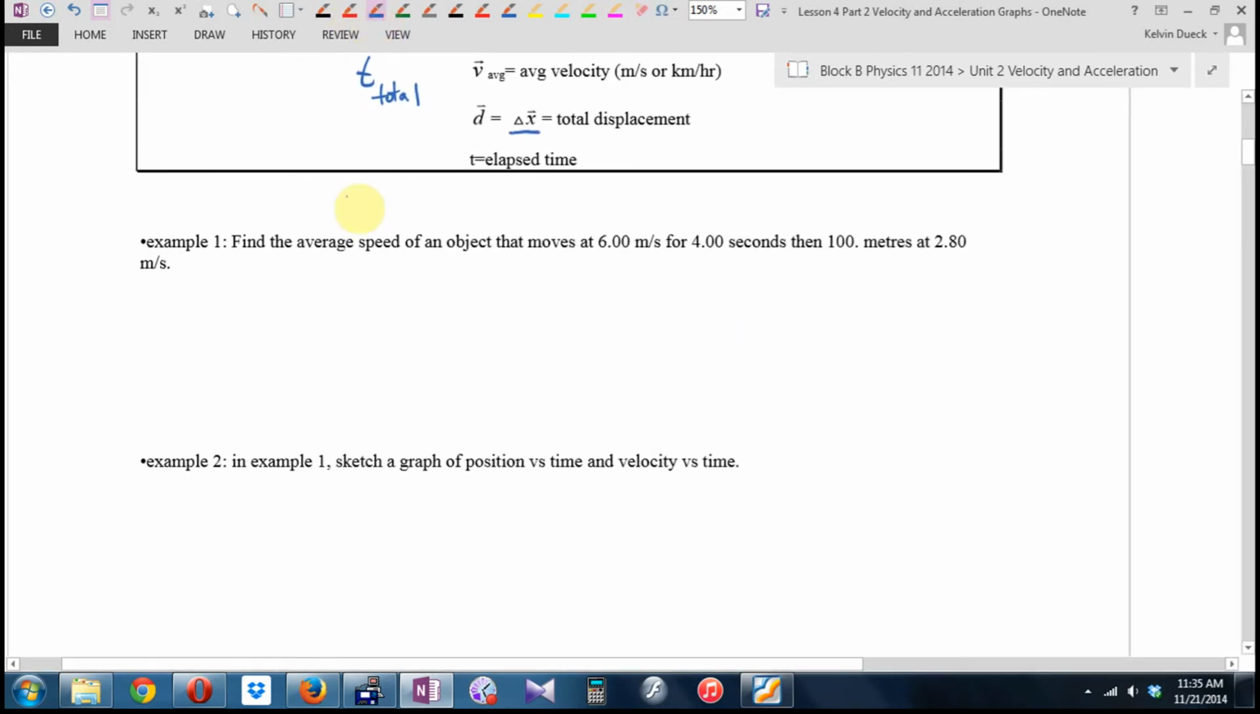Example 1, find the average speed. Average what? Okay. For an object that moves at 6 meters per second for 4 seconds, and then 100 meters at 2.8 meters per second. I think this question has 2 parts. We're moving at 6 meters per second for 4 seconds. Then we're moving for a distance of 100 meters at 2.8 meters per second.